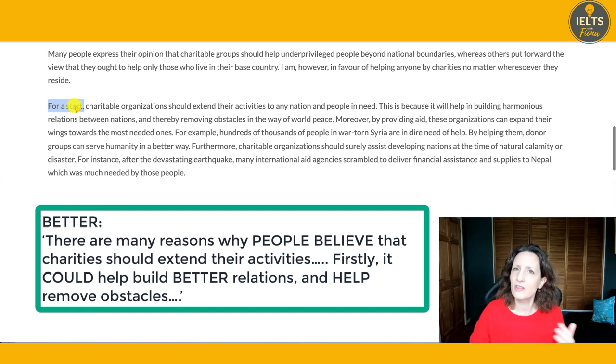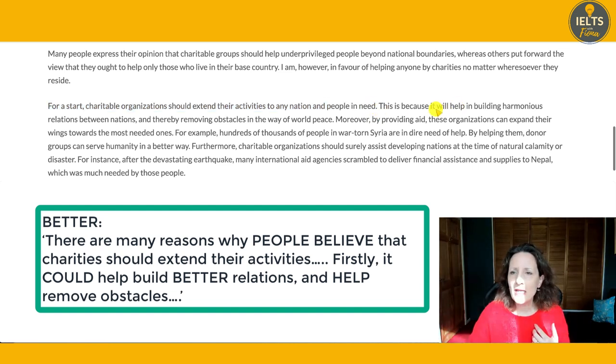It has other connotations. Charitable organisations should extend their activities to any nation and people in need. Well, I'm immediately thinking, you've just said this. That's an exact repetition of what you've just said. This is your opinion. So don't start the next line with your opinion. You have to show both sides. This is just repeating your opinion.